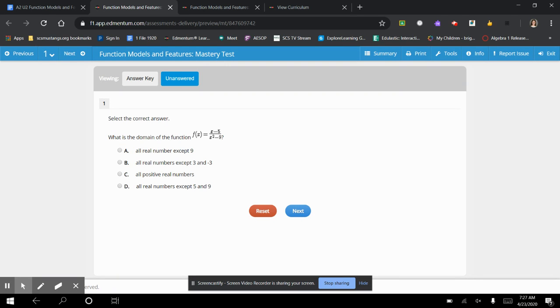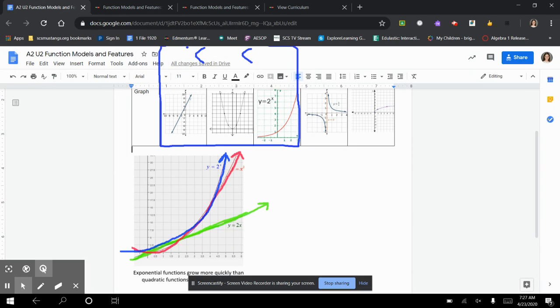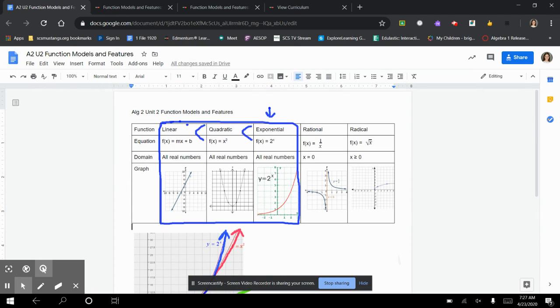Taking a look at the first problem that they give us, it says select the correct answer. What is the domain of the function? Looking at that function, we're still making the same decision that we were making in the last lesson. What type of function do I have? We've got linear, quadratic, exponential, rational, and radical. The one that we're looking at for this first example is a rational function, and we're looking for where that denominator is not equal to 0.